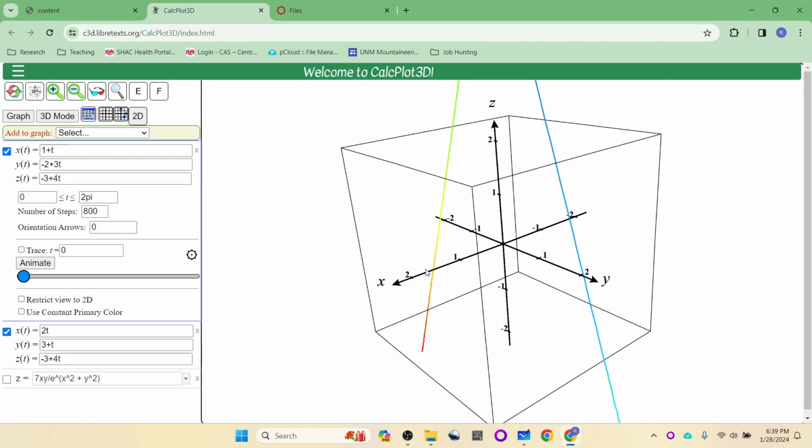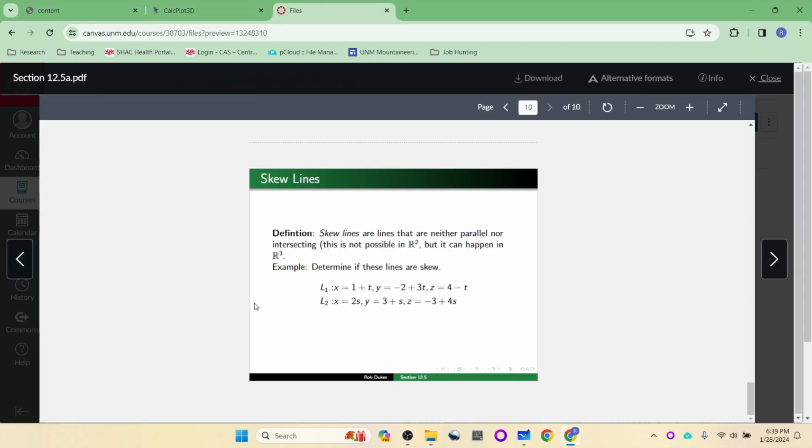I want to now finish up our talk about skew lines, about graphing lines, and also I want to go over the quizzes from the other days.